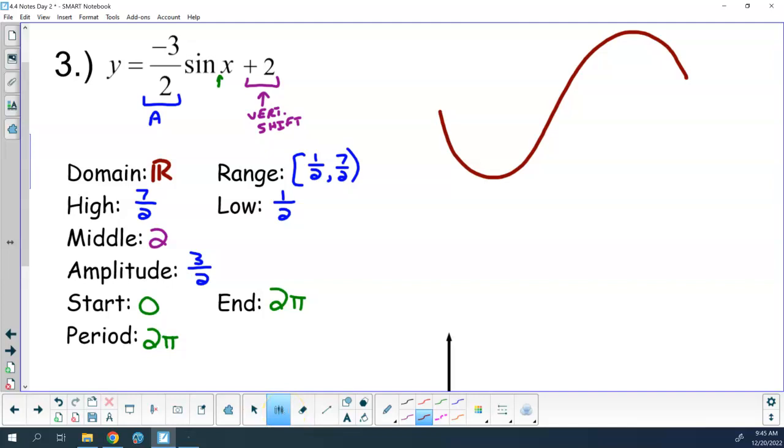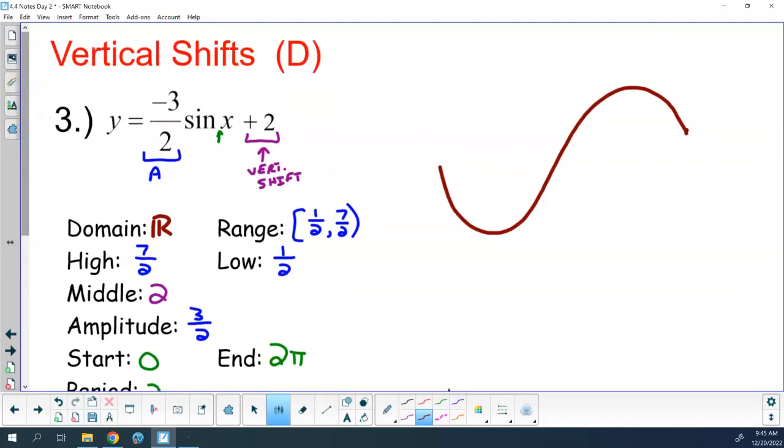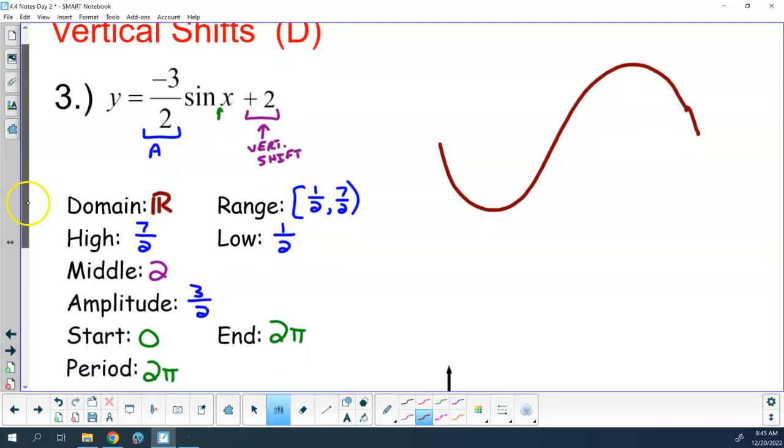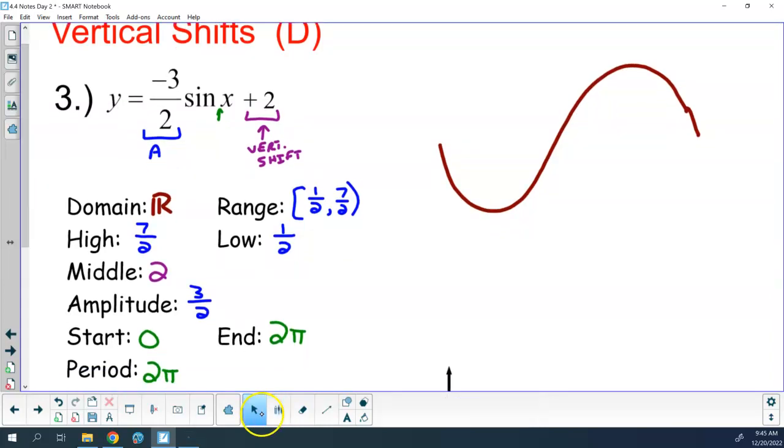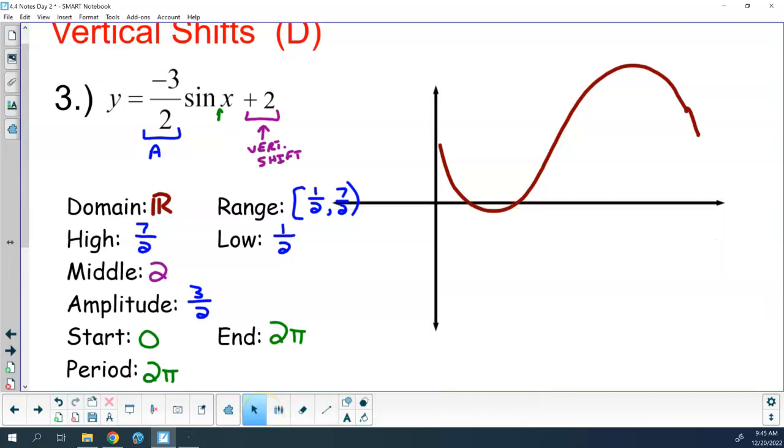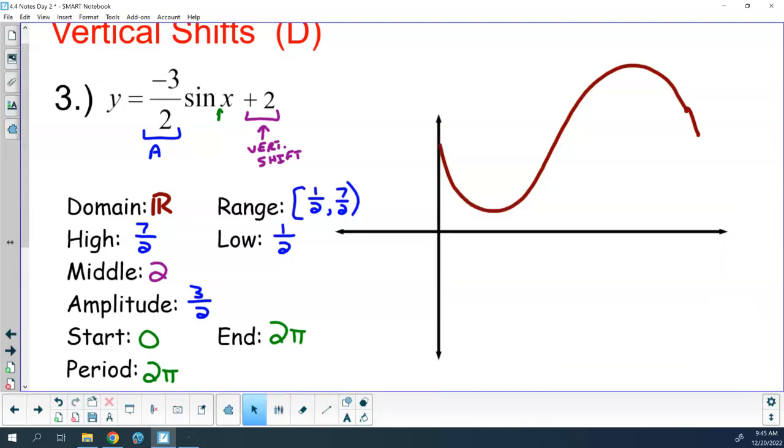Scroll up a little bit so I can actually get close to that. So there's my curve, right? Now, what I'm going to do is draw in my axes, because it's not always at 0, 0. I'm not starting at the origin on the sine curve.